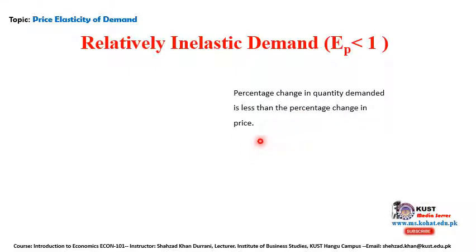Let's say the price of a commodity changes, right, and there is a big change in the price, but the quantity demanded does not change that much. So this is called the relatively inelastic demand, where EP is less than 1, right?